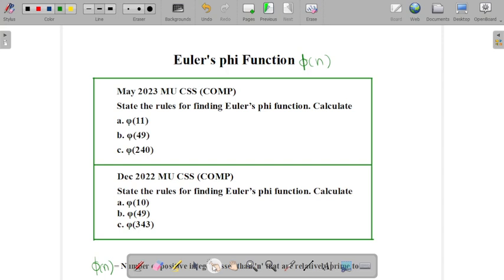Hello everyone, in this video we will solve the examples for Euler's phi function. And these questions have been asked in the Mumbai University question paper 2 times.